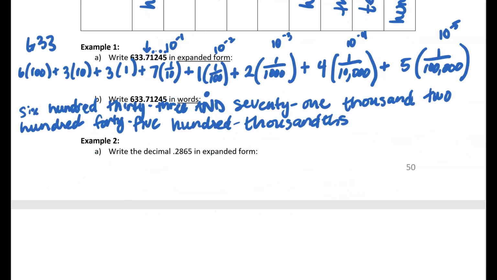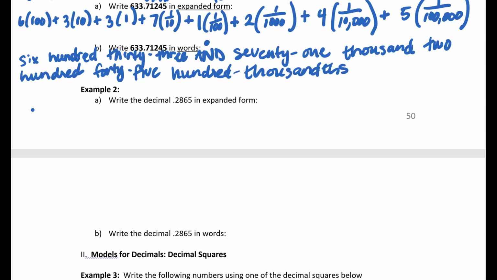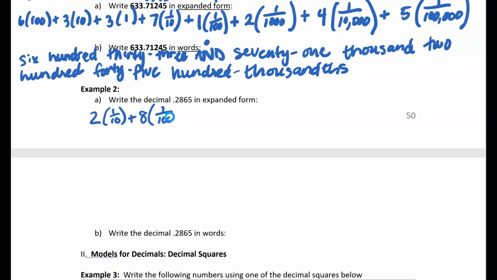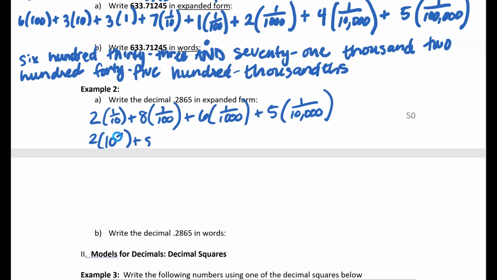Okay, so let's try another example. This would be a great place to pause the video and try this one on your own. We're going to write this number in expanded form. So I'm going to say 2, that'd be tenths, plus 8 hundredths, plus 6 thousandths, plus 5 10,000ths. And again, you could also write it like this. So this is either or, both work.